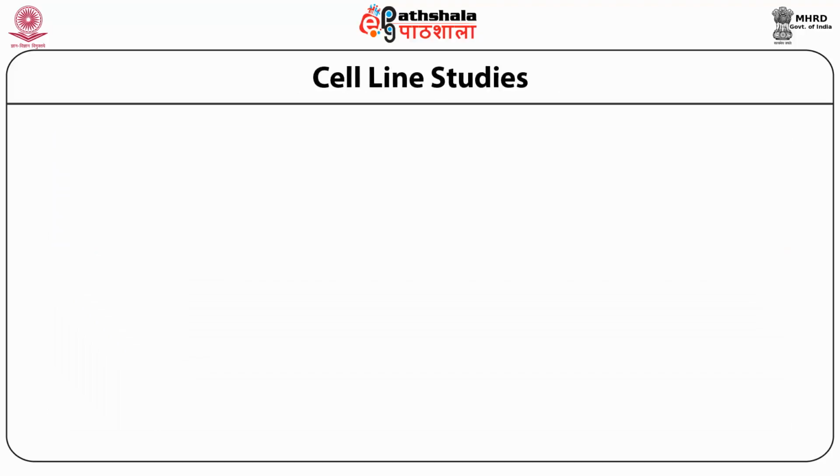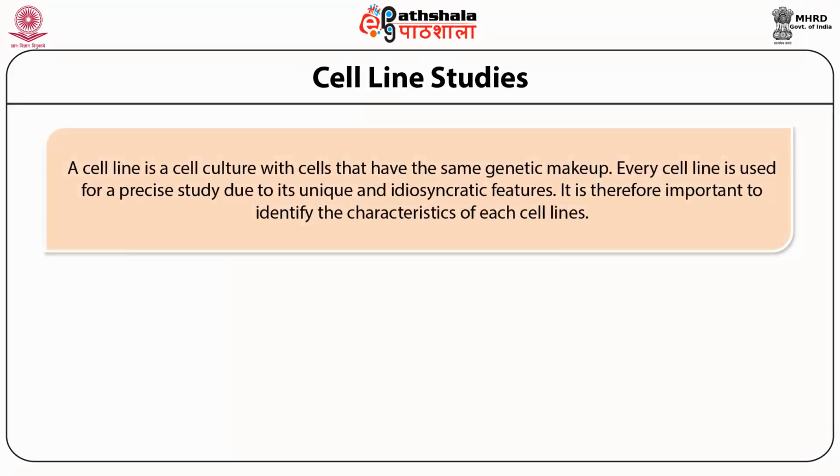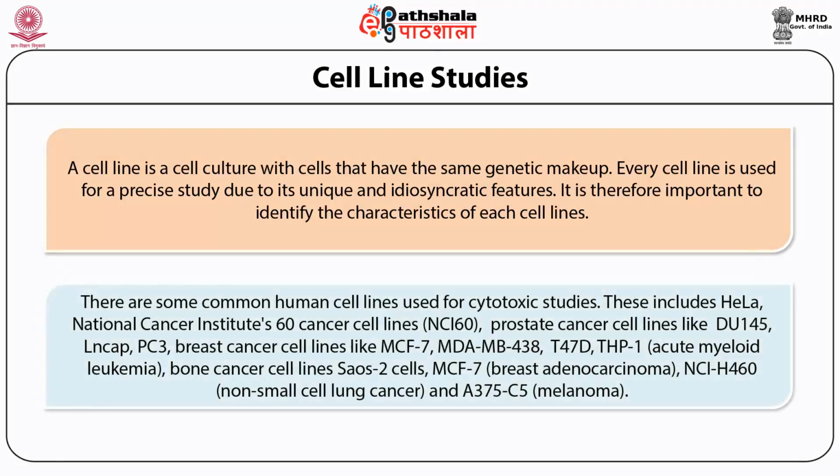Now, cell line studies. A cell line is a cell culture with cells that have the same genetic makeup. Every cell line is used for a precise study due to its unique idiosyncratic features. It is therefore important to identify the characteristics of each cell line. There are some common human cell lines which are used for cytotoxic studies or permeation studies.